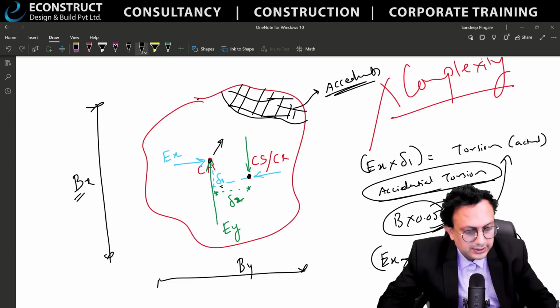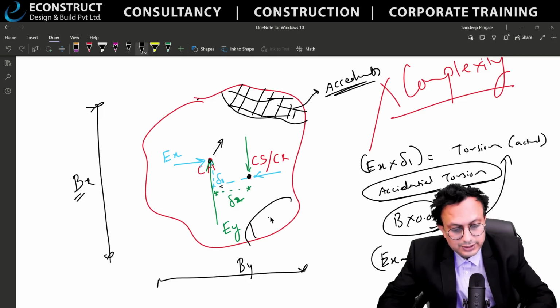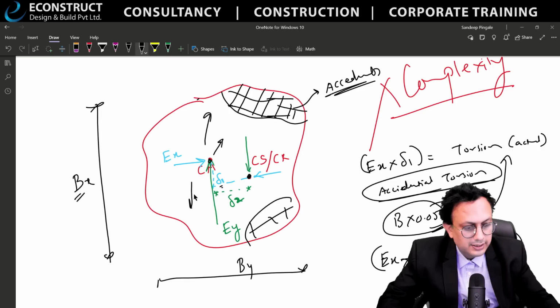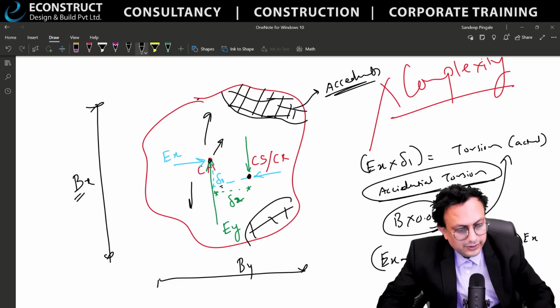Actually, you'll take this plus and minus because you need to take the worst load combination. Sometimes it is this side, sometimes it is this side. So this side it will be plus, this side it will be minus. So you'll take either plus or minus times 0.05 times B actually. And this also will be multiplied again by the EX. All right, so this is what we call the accidental torsion.